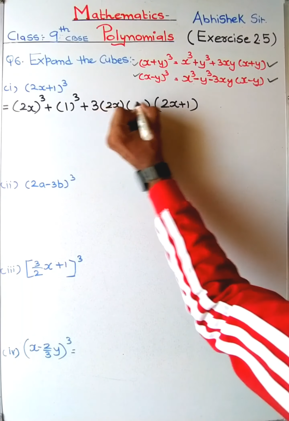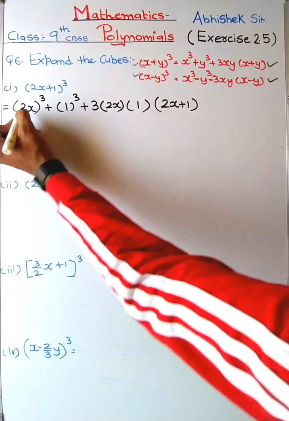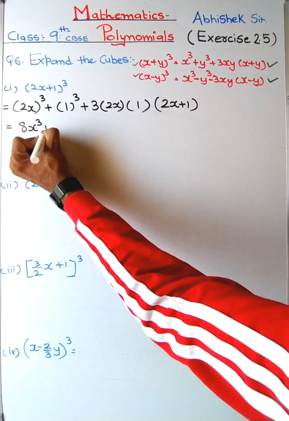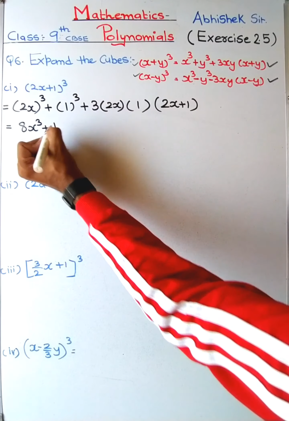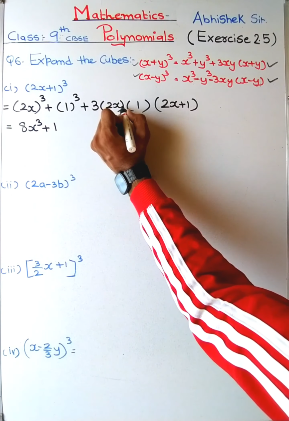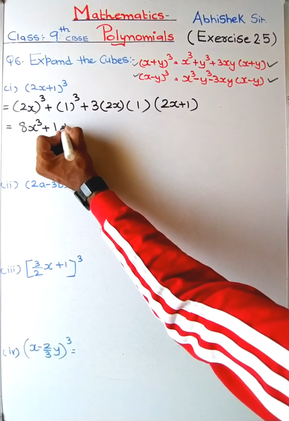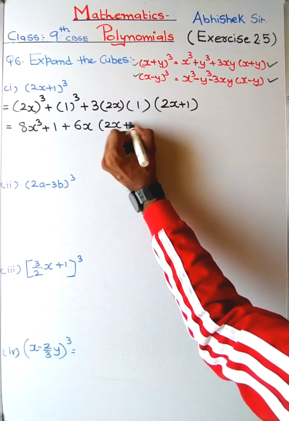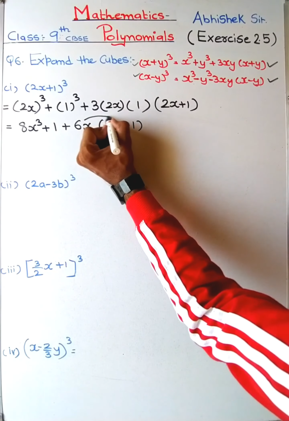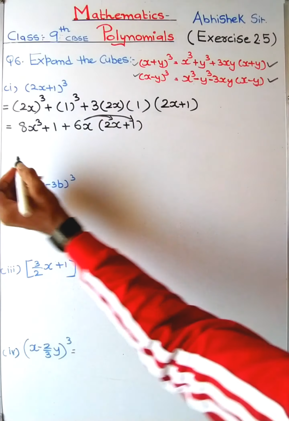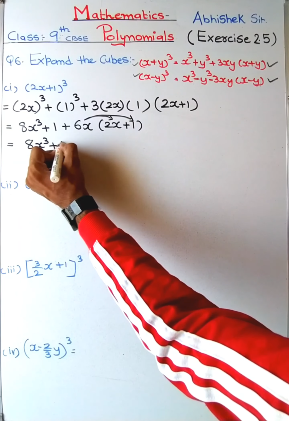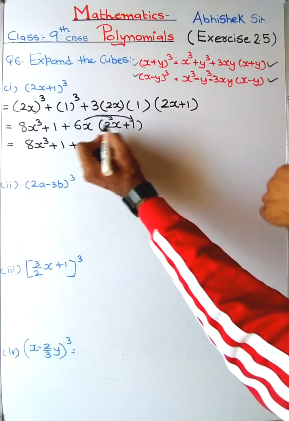So our first term is 2x and then it is 1. Now 2x whole cube will be 8x cube plus 1 cube will be 1 plus 3 into 2x into 1. So that will be 6x, bracket I am keeping as it is. Now one by one we will multiply these two. Okay. So final answer is 8x cube plus 1 plus 6x into 2x.